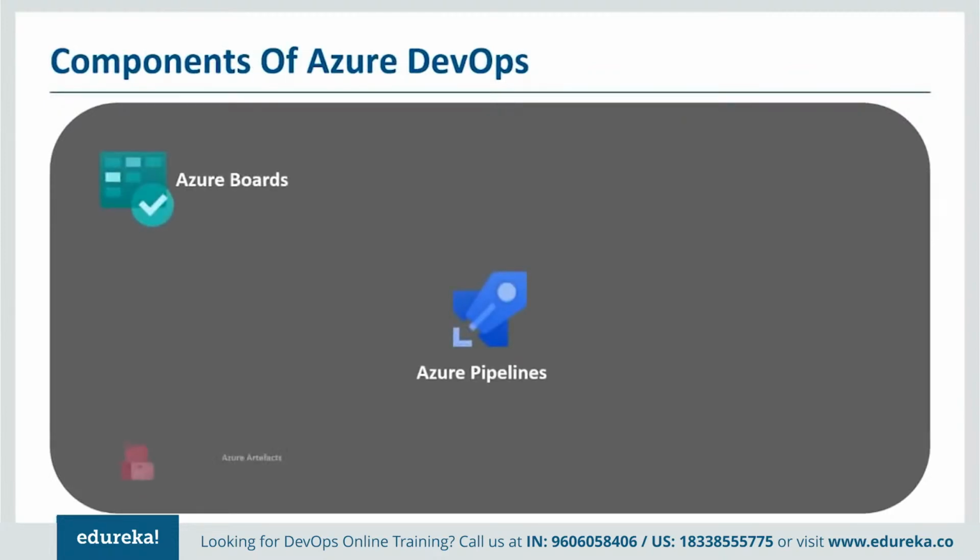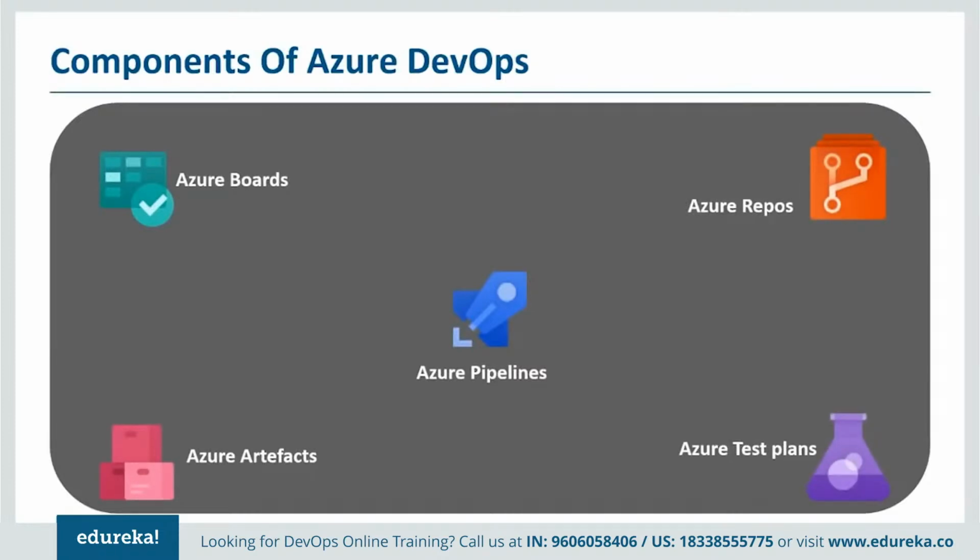So there are 5 different components which are available as part of Azure DevOps. First thing that we need to know is about Azure Boards. There are people who come from the Scrum background. They are coming from the project management background. They know how to create features, they know how to create epics, they know how to create the stories, they know how to create tasks and all that stuff.